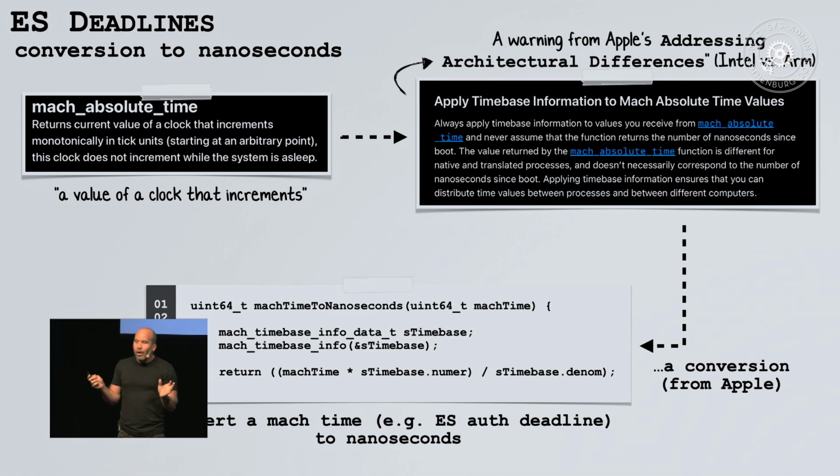I'm not going to bore you with the details. You have to take into account some time-based information. The good news is Apple provides a simple conversion function. Use it. Don't do your own mock to nanosecond conversion like I tried to do before, spending my weekends reading the architectural differences document, because you'll get it wrong, and if you get the deadline wrong, you will get nuked.